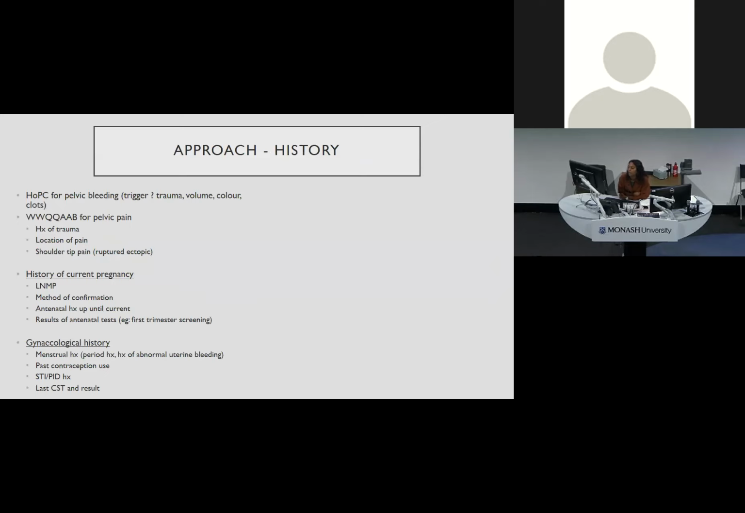And then you'd quickly go on to screen for her gynecological history. So menstrual history, periods, have they been regular, irregular? Have you had any episodes of abnormal uterine bleeding in the past? Have you had issues with fertility? Did you use fertility treatment? Was this pregnancy a spontaneous conception, or did you need to use reproductive technology to assist with that?